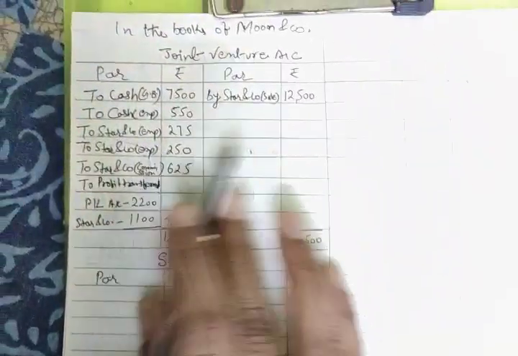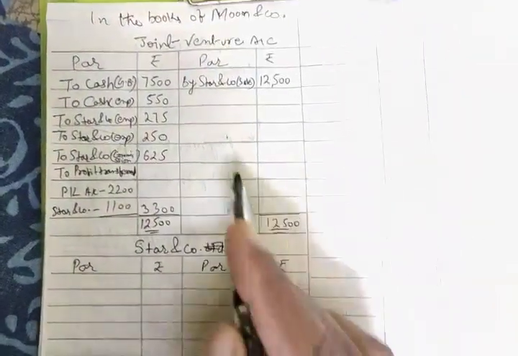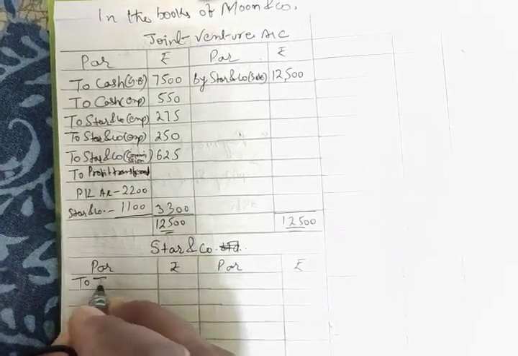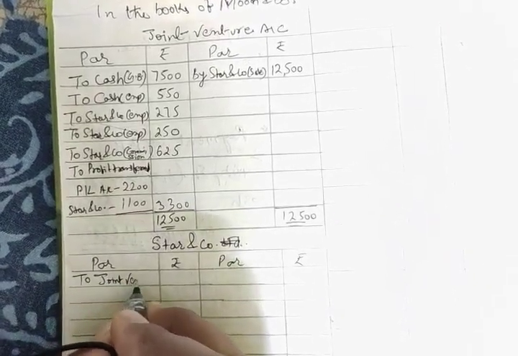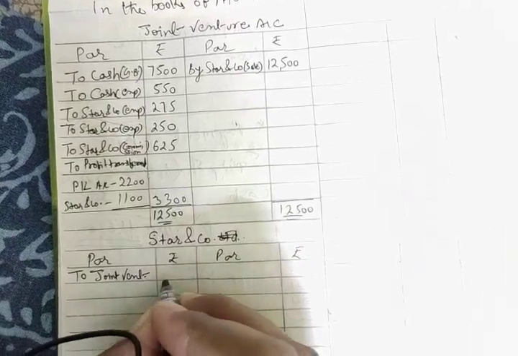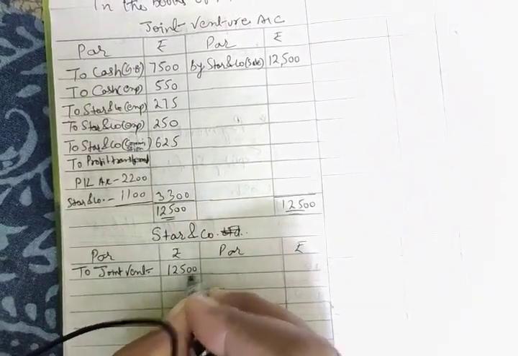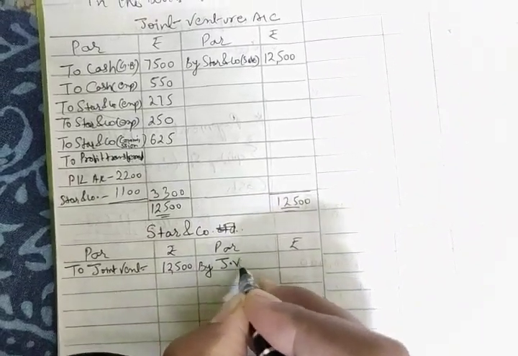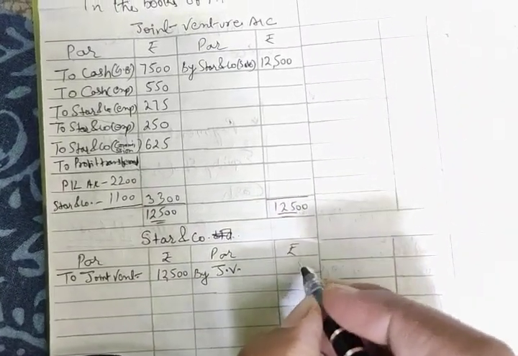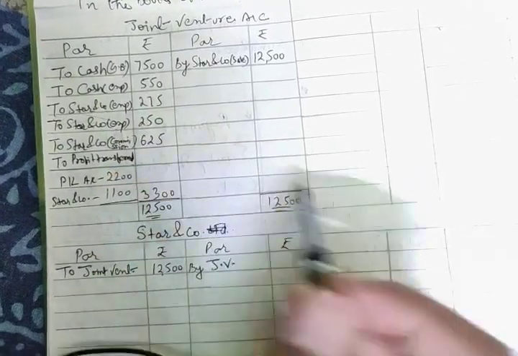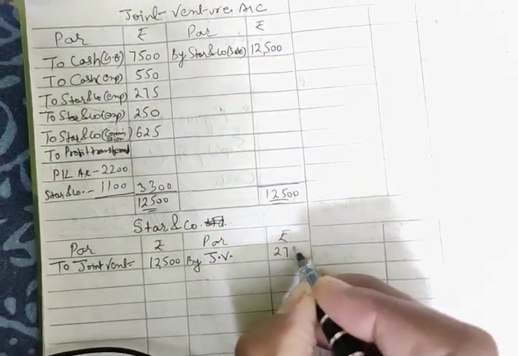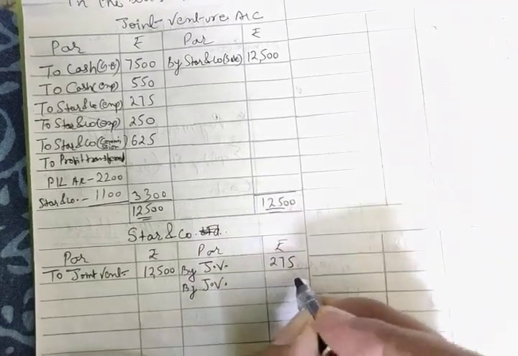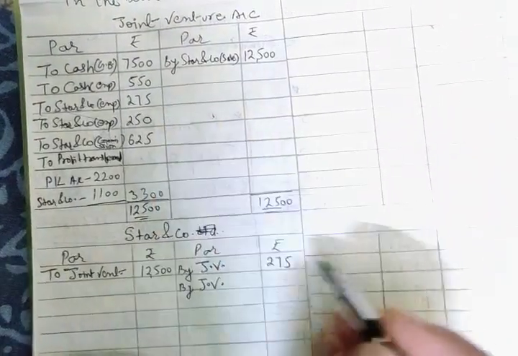Fine, and if I'm going for just the counter entries, then first I'll take this. Okay, to joint venture account. Okay, shortcut 12,500 by joint venture. From your debit side I'll take now 275.